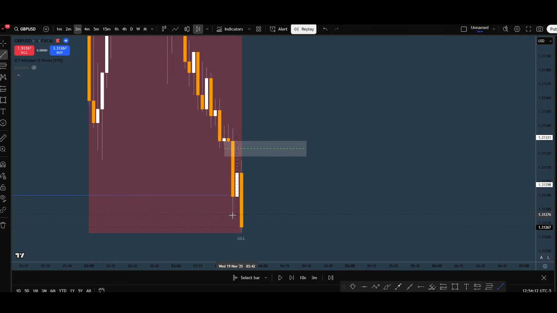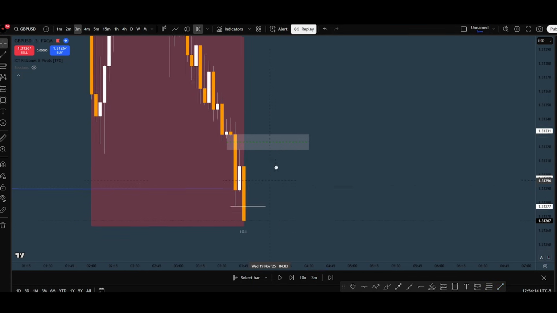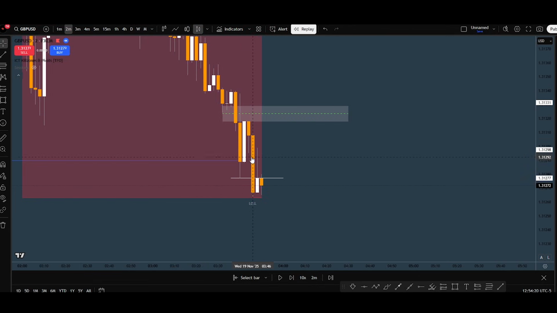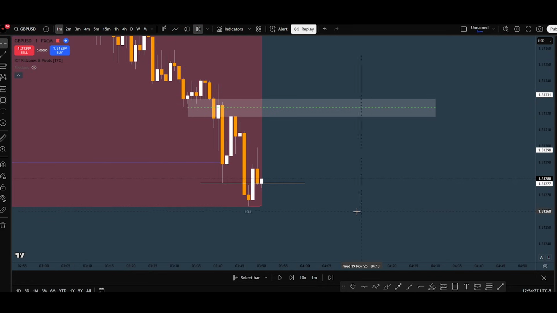Okay, price has now continued lower. So we're just going to follow price. We can even check the 2 minute. Is there any new legs? Yes, there's a 2 minute here, but no bearish gaps in that leg. What about the 1 minute? Okay, the 1 minute has a new leg here.